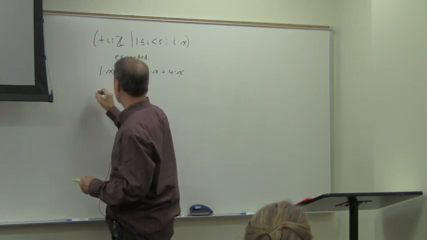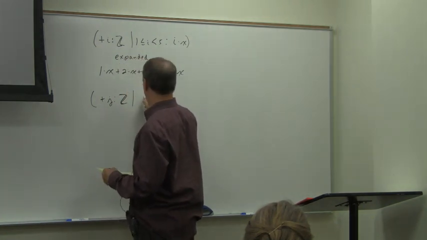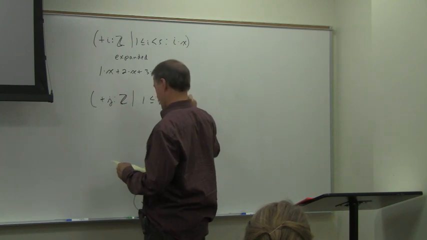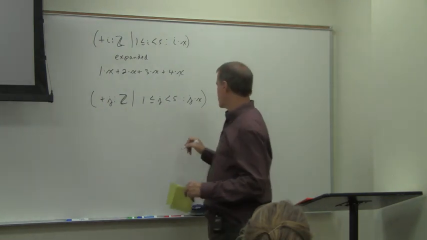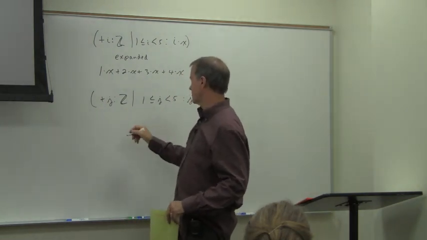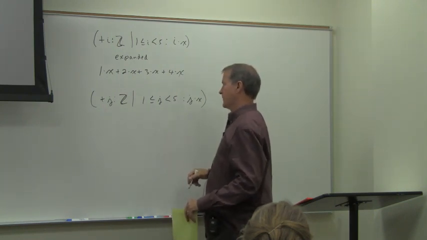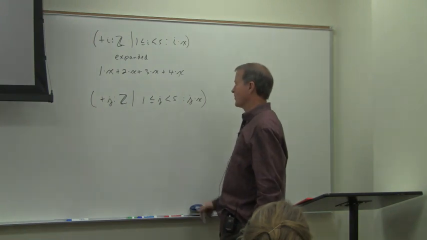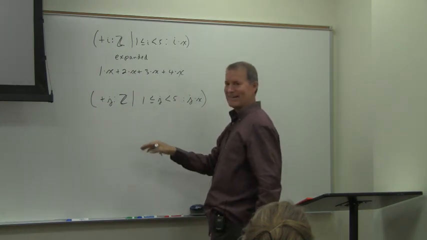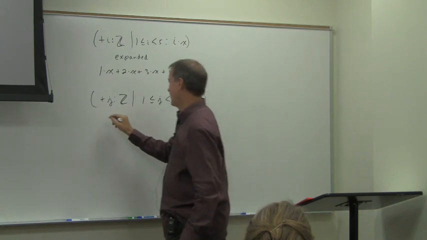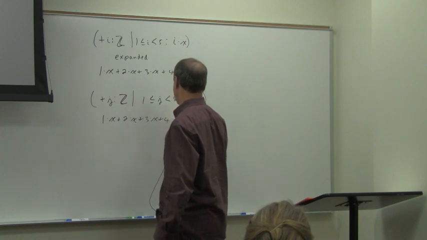Okay, and what about this expanded? Plus j type z, 1 less than or equal to j less than 5, j times x. So, Josh, if you expand this out, what is it? No, hold on. Come on, keep up. We're not factoring. 1 times x plus 2 times x plus 3 times x plus 4 times x.